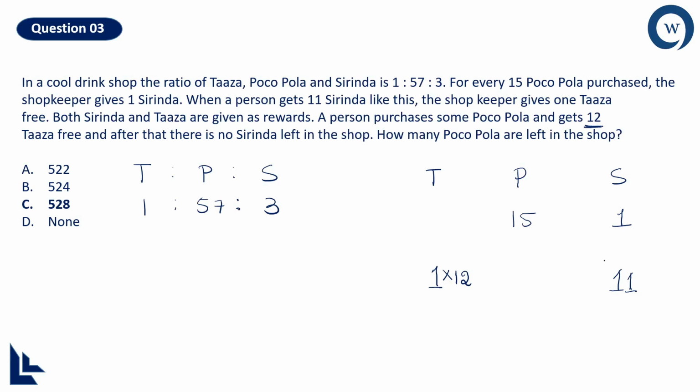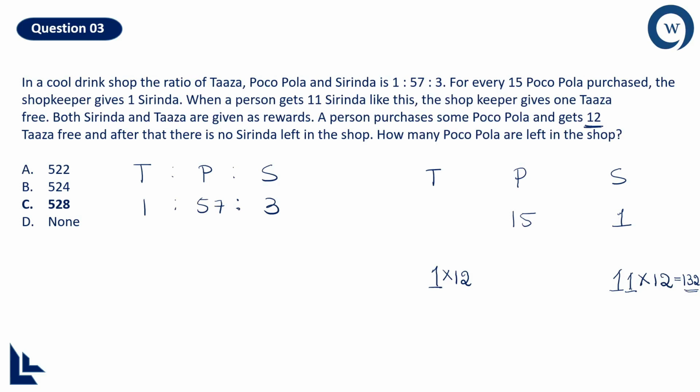If I multiply this number by 12, Sirinda should also be multiplied by 12, because these two are related somehow. And you know how they are related because you have read the question. Now, in order to get 12 Taza, definitely the person has already got 11 into 12 Sirindas, and I'll simplify this and write it as 132. So the person has already got 132 Sirindas, and after this is done, there is no Sirinda left in the shop. You know that, right? So there were only 132 Sirindas in the shop.